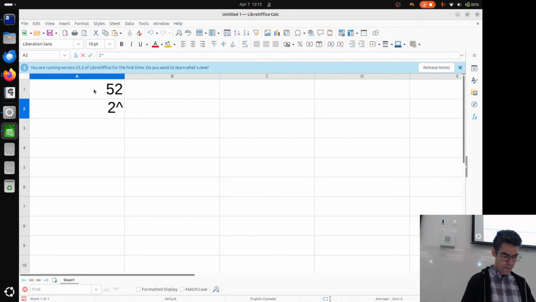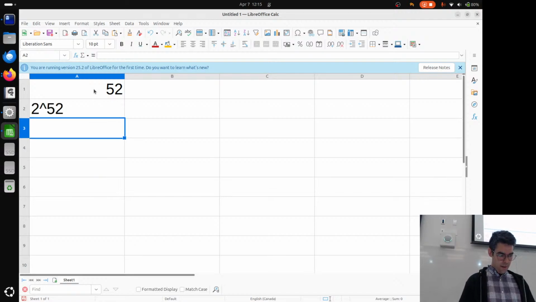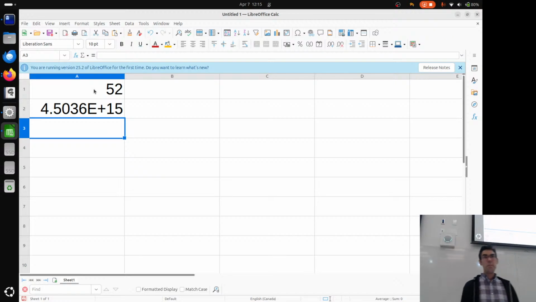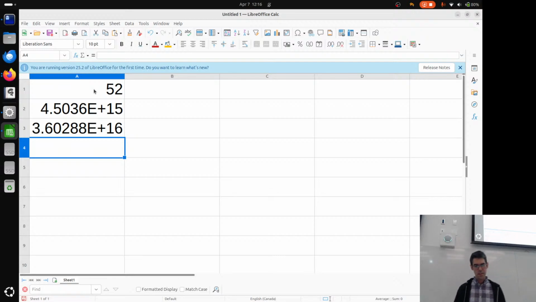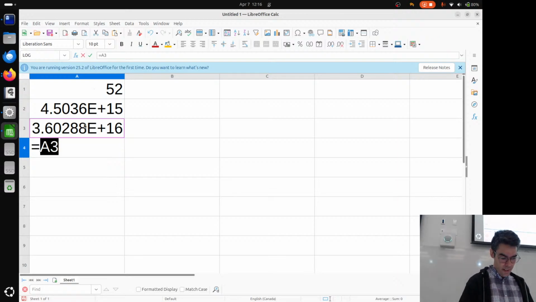2 to the power of 52 is a very big number. It's a very, very big number. 2 to the power of 52 times 8 bytes per page is 3 to the 16 bytes. 3 to the 16 bytes is 3 to the 13 kilobytes.